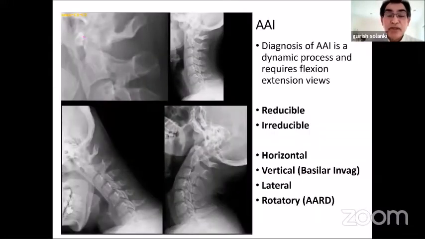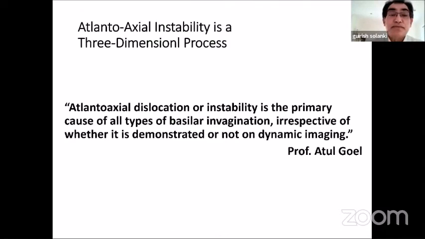The multiple classifications, which I won't go into, you know that the diagnosis of atlantoaxial instability requires dynamic views. Now, of course, you can do CT dynamic views. And the diagnosis, you must consider that it could be horizontal, the subluxation, it could be vertical, it could be lateral or rotatory. So often we think of subluxation as just horizontal C1, C2, but you must consider that once there is instability, that vertical subluxation can also occur.